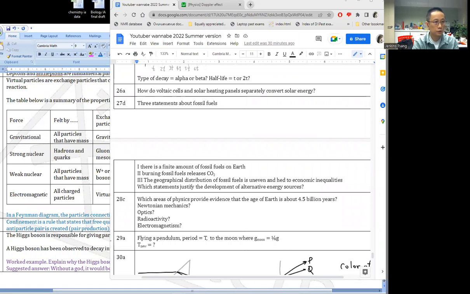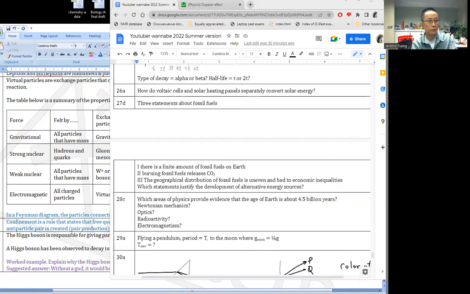Question 26. Distinguish between how energy is converted by photovoltaic cells and solar heating panels. I think the names are already quite self-explanatory. Photovoltaic cells generate electrical energy from solar energy, whereas solar heating panels generate a heating effect, which is clearly thermal energy. And choice A would be the answer.